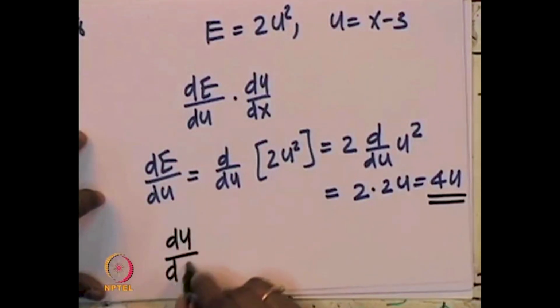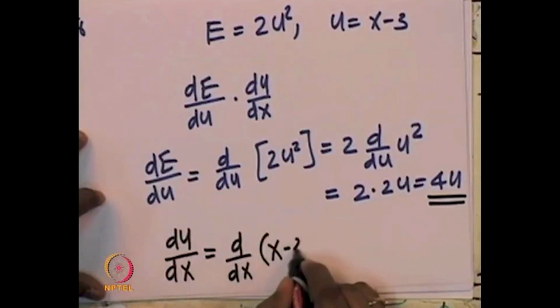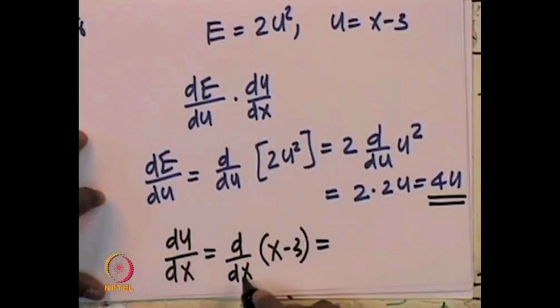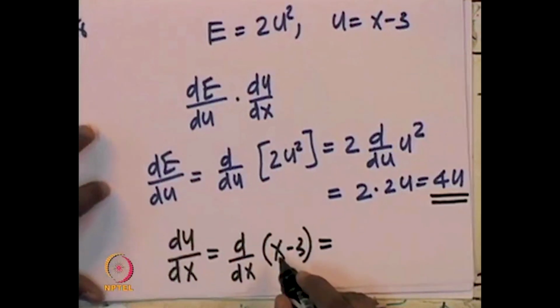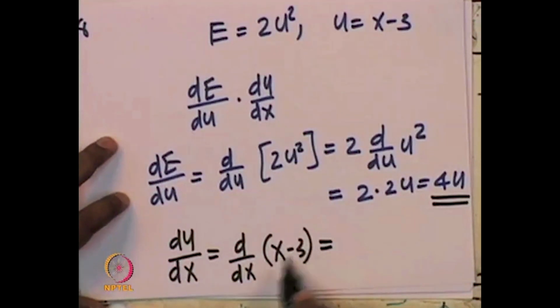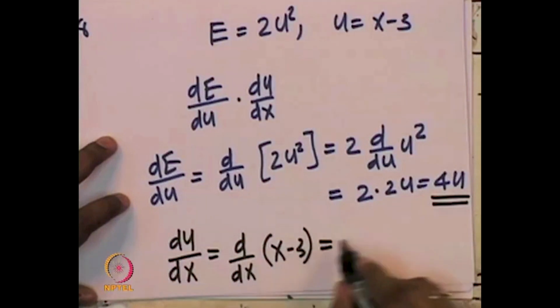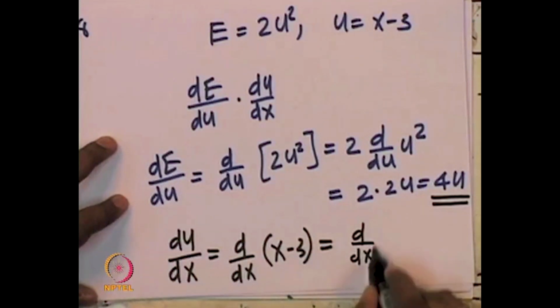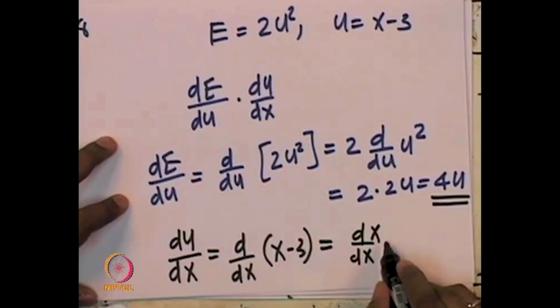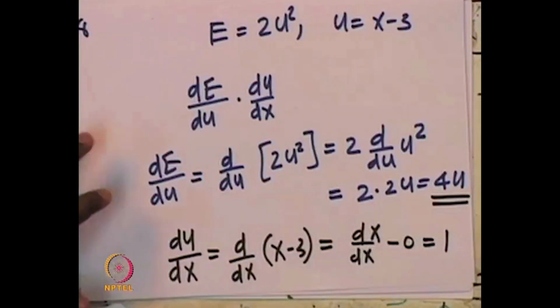Now what is du by dx? du by dx is d by dx of x minus 3. This is the sum rule we had, with 2 terms, x and minus 3. So the derivative of x plus the derivative of a constant, which is 0. So this is essentially d by dx of x minus d by dx of 3, which is 0. So minus 0, and dx by dx is 1. So du by dx is 1.